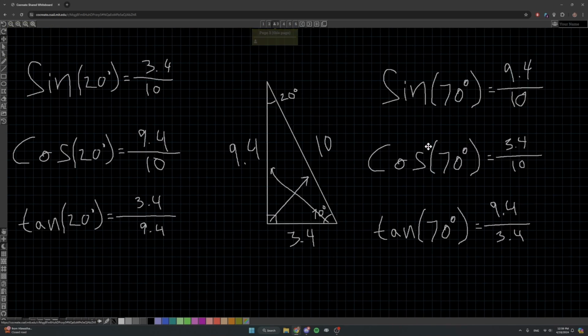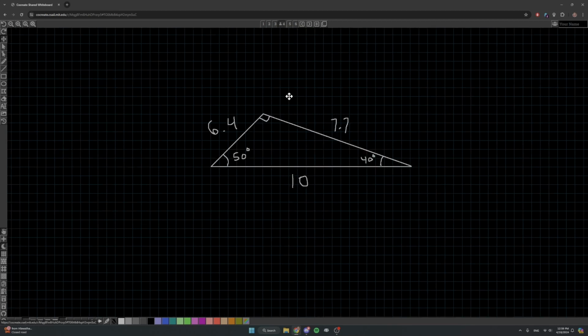And actually, before we move on, I want you to pause the screen for a little bit, and I want you to compare these values over here with these values. All right, on to the next one.